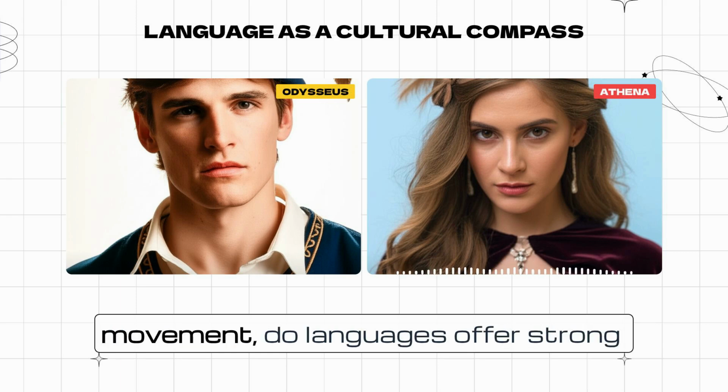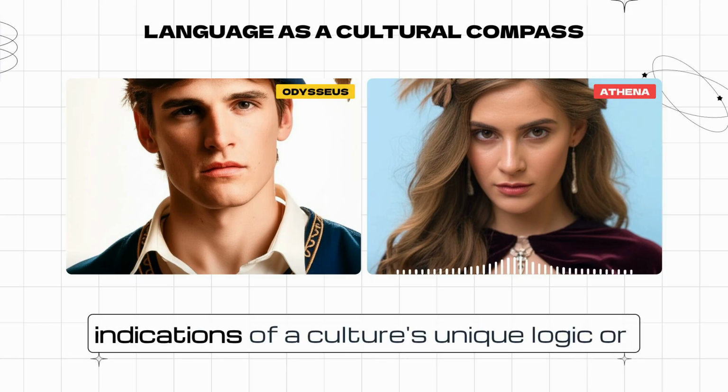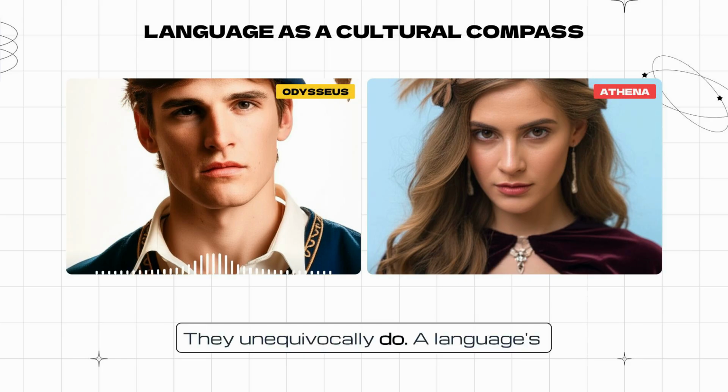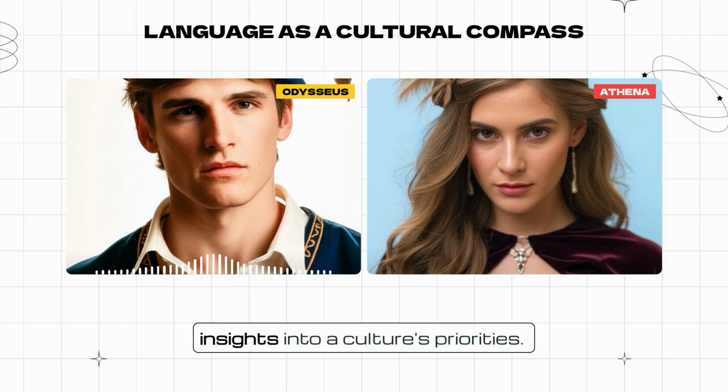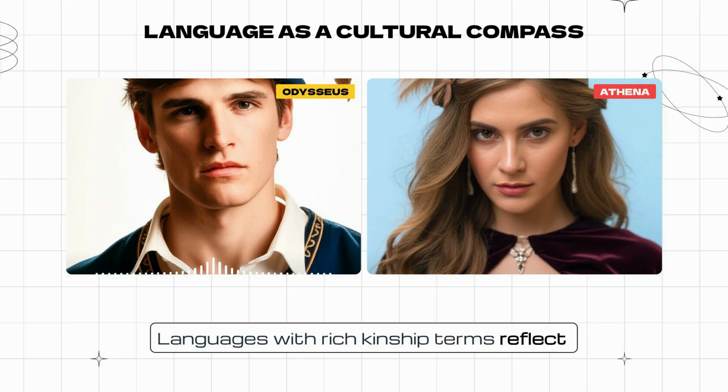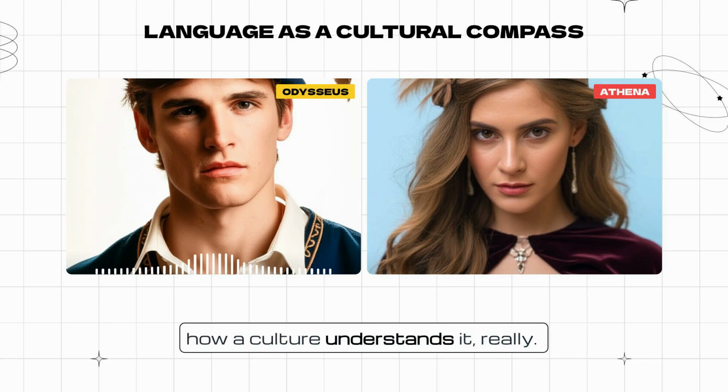But beyond movement, do languages offer strong indications of a culture's unique logic or worldview? They unequivocally do. A language's structure, its grammatical categories, its nuanced vocabulary, these offer incredible insights into a culture's priorities. Languages with rich kinship terms reflect deep societal family structures, for example. Or those with many words for specific types of snow clearly reflect environmental realities. Language doesn't just describe the world, it actively shapes how a culture understands it, really.